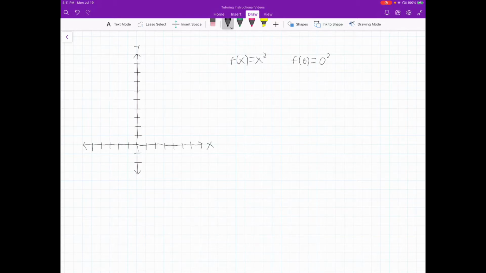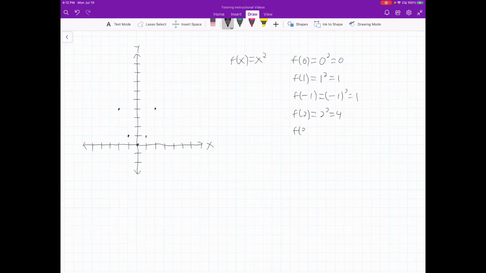F of 0 is 0 squared or 0. F of 1 is 1 squared, which is 1. F of negative 1 is negative 1 squared, which is 1. F of 2 is 2 squared, which is 4. That should be apparent since I'm squaring. It'll be the same for negative 2.